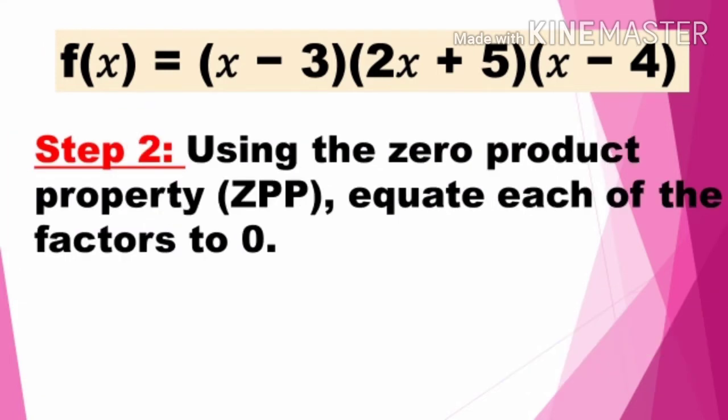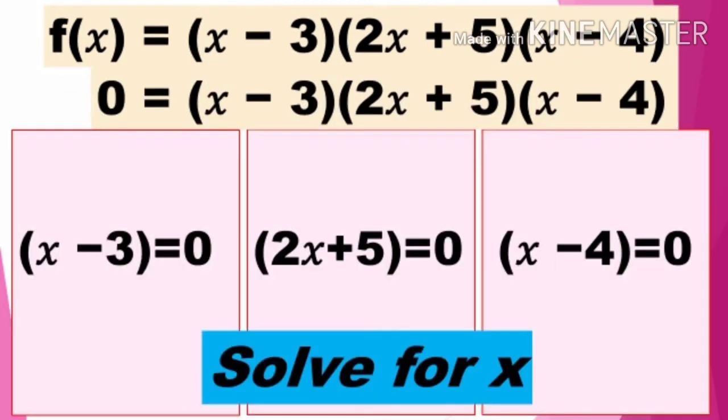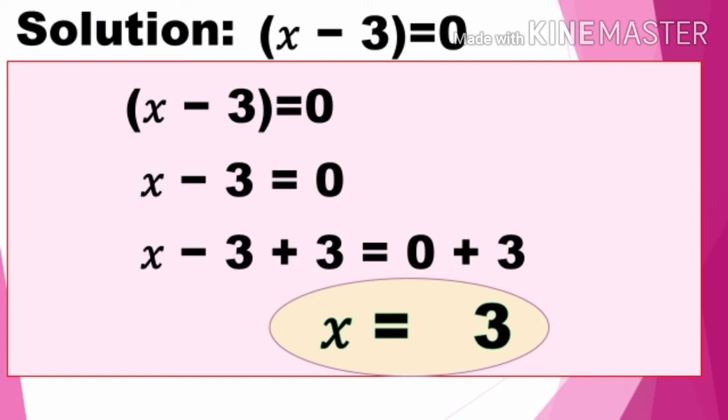And now let's have step number 2. Using the zero product property, or ZPP, equate each of the factors to 0. Then we have the quantity x minus 3 equal to 0, and the quantity 2x plus 5 equal to 0, and the quantity x minus 4 equal to 0. And then we're going to solve for x. Now, this is the solution.